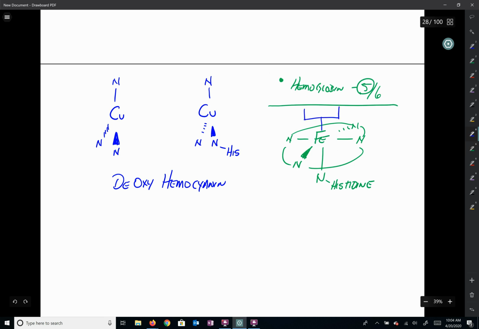Remember that we have to have an open site for the oxygen to come in to bind to the metal center. If the iron in hemoglobin already had 6 things around it, one of those 6 things would have to leave before the oxygen comes in. That would slow down the kinetics and all this other kind of stuff along the way. So one of the things to look at when you're examining a new enzyme or protein is how many things are around that metal center. And so we can do the same thing here with hemocyanin.